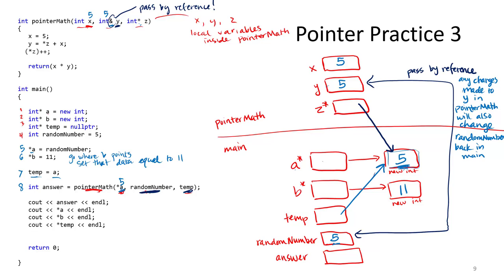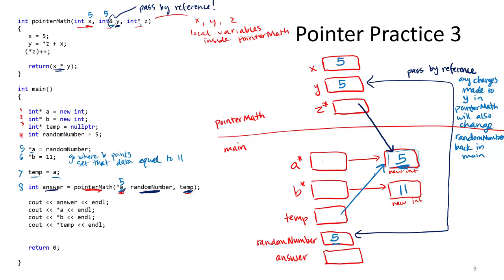Since pointer math was called, it's now time to execute the code inside pointer math in order to trigger the function. And notice whatever value we return is going to be stored in that new variable answer. First, we assign x the value 5. Well, x is already equal to 5, so we don't have to change anything there.